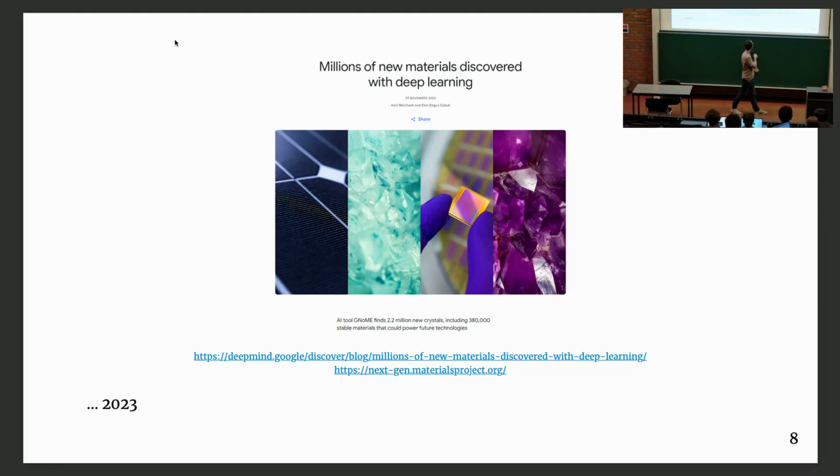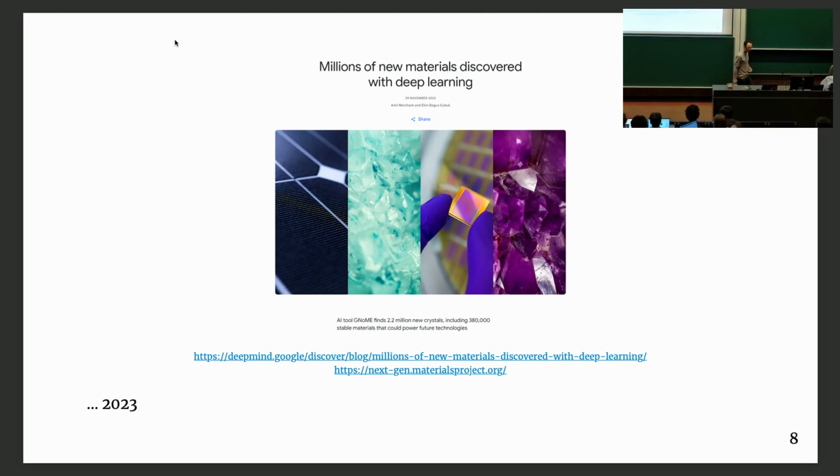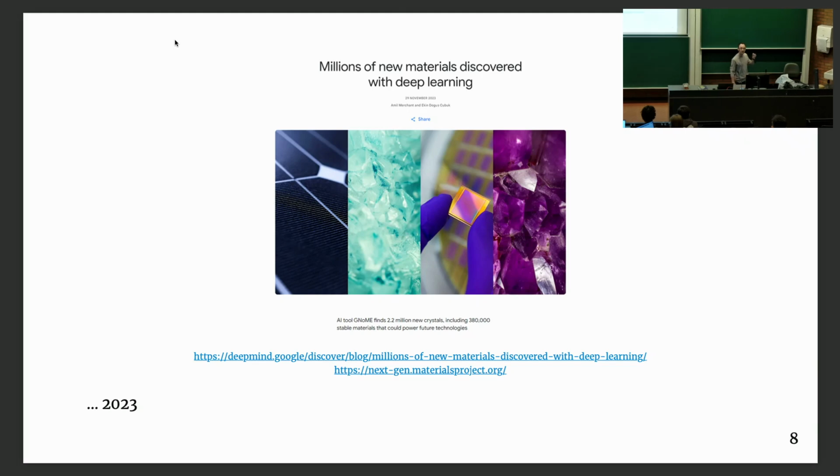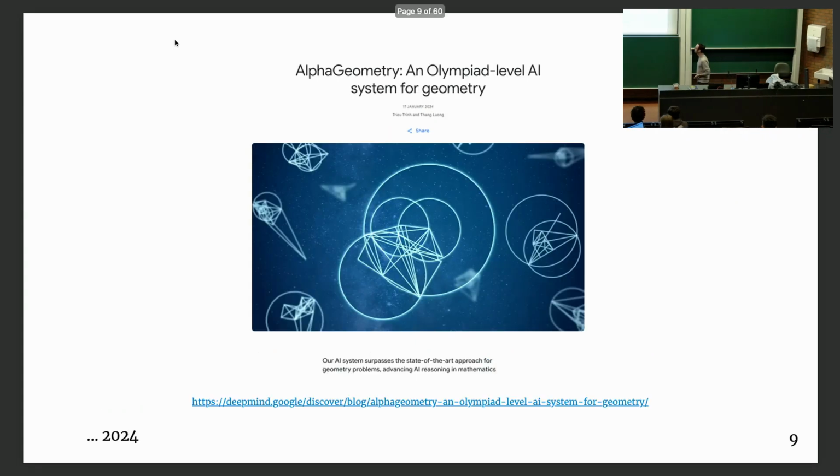If you want to, you can check out this website, nextgenmaterialsproject.org, and be surprised by how many new types of materials AI has already come up with for us. Most of them are not very useful, but from time to time there is a hit in there, some new type of material that turns out to be very useful as well.